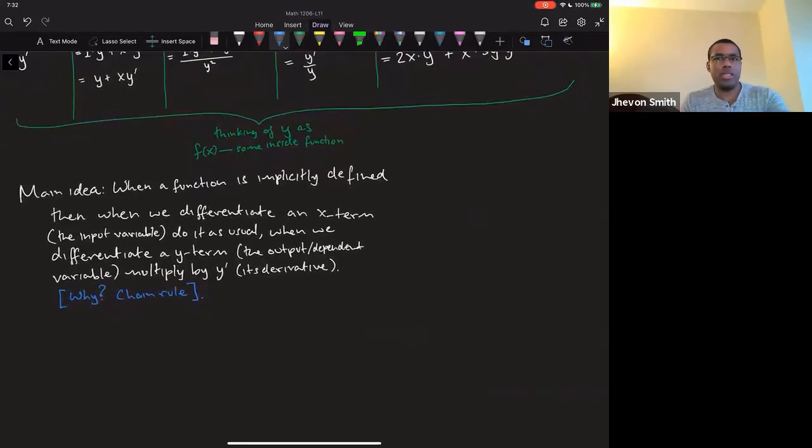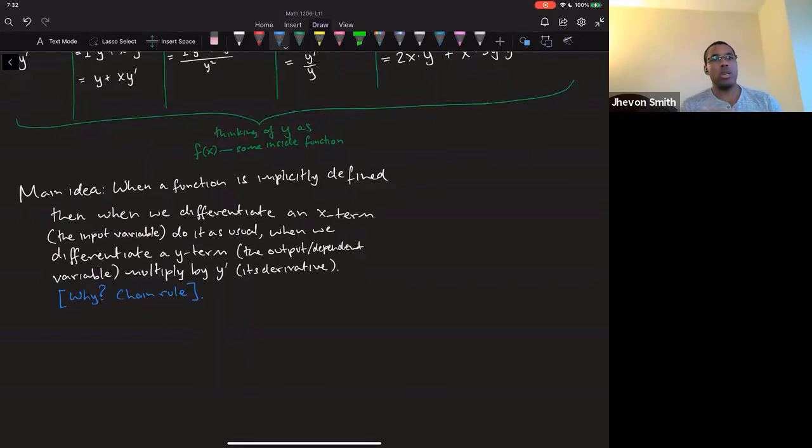Yeah, that's essentially the main idea. Students often forget to do the y primes when they should be doing it. Occasionally, not often, students will start to throw in x primes for some reason, but the x prime is going to be 1 when x is the independent variable, so you don't need to do that. When you're differentiating the x term, don't do anything. It's the x, it's the input.